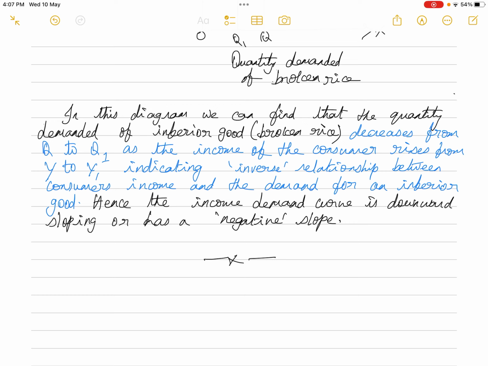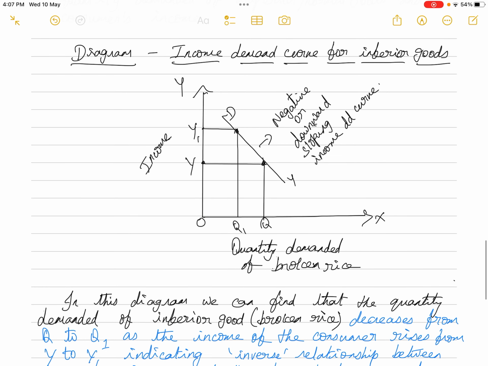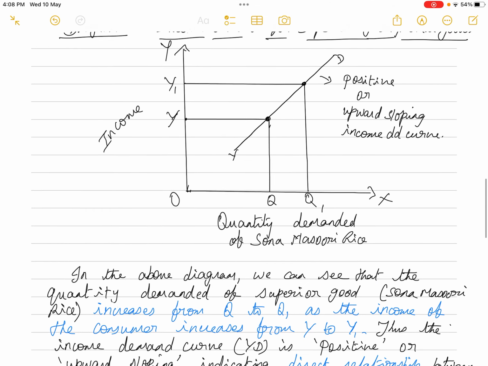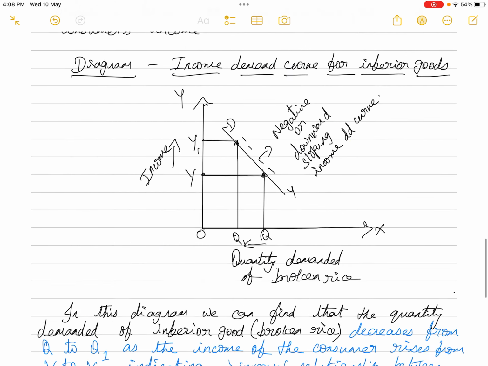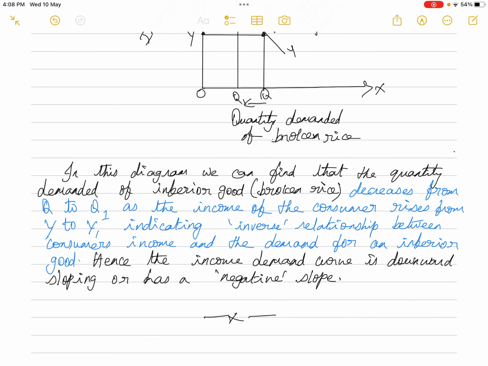In this diagram, we can find that the quantity demanded of the inferior good, that is the broken rice, decreases from Q to Q1 as the income of the consumer rises from Y to Y1. So the quantity demanded is decreasing, whereas the income of the consumer is increasing from Y to Y1. So you have the downward sloping demand curve. But what is happening for the superior good? The quantity demanded is increasing from Q to Q1 when the income of the consumer is increasing from Y to Y1. So now we have the upward sloping demand curve.